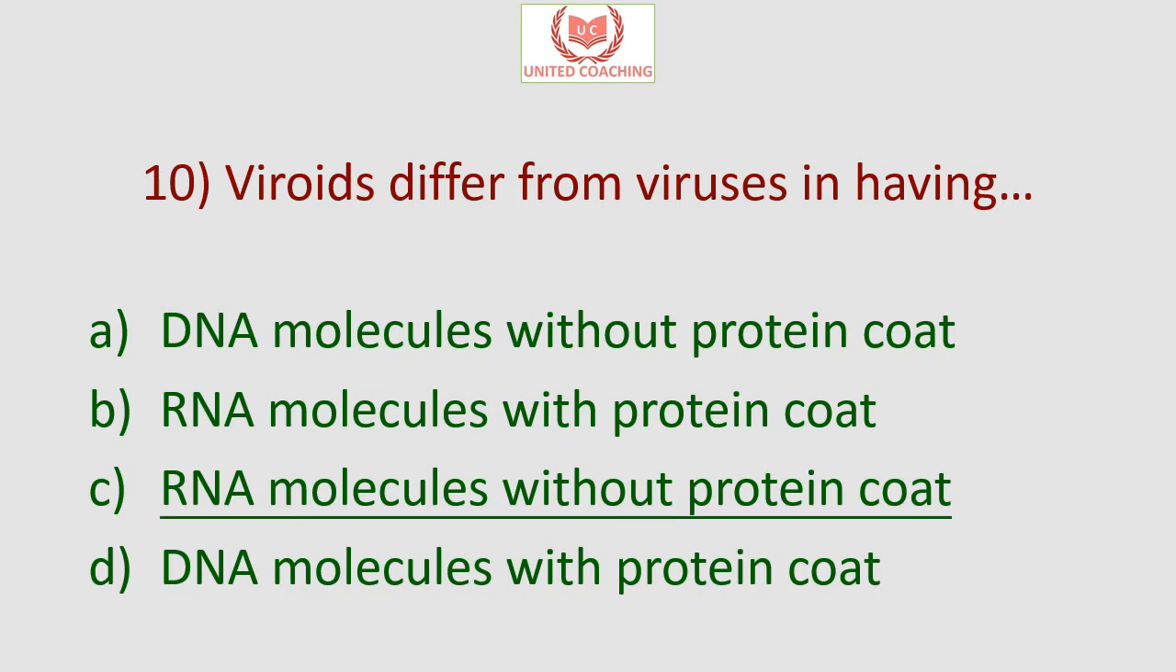Viroids are the smallest infectious pathogens known, and they are composed solely of a short strand of circular single-stranded RNA that has no protein coating. So the answer is C, RNA molecules without protein coat.